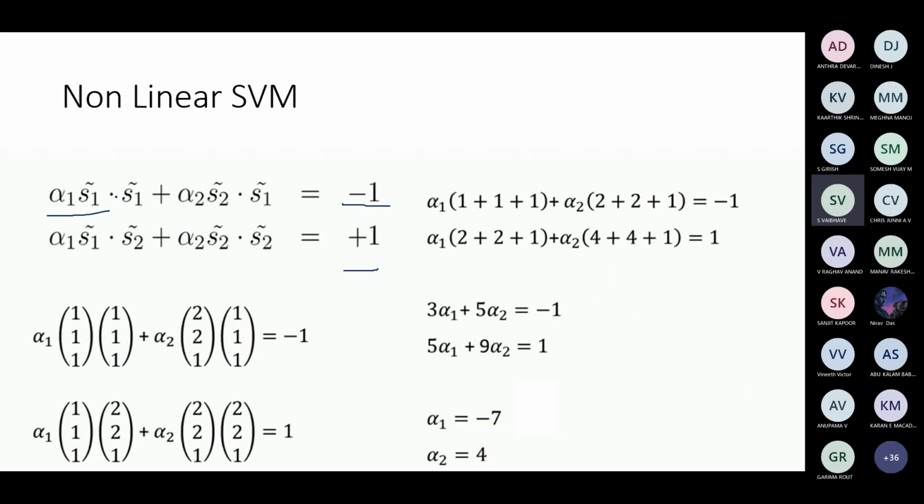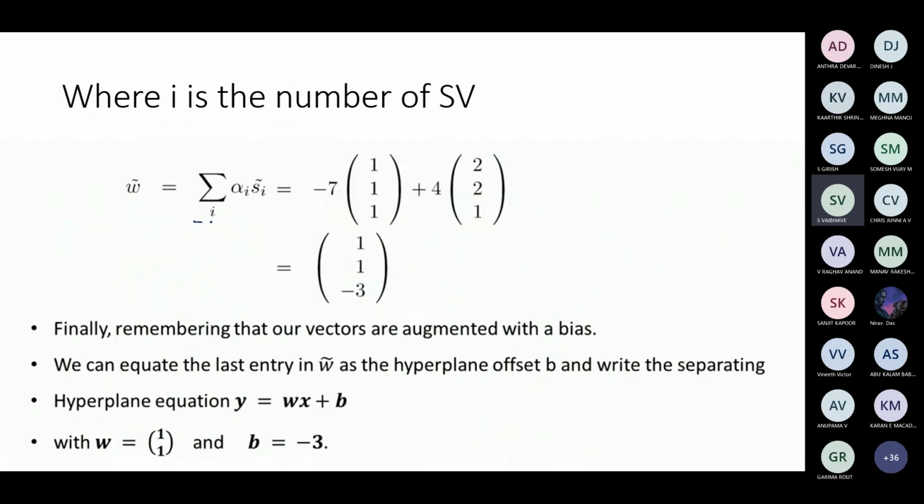So alpha 1, S1 into this one, alpha 1. Now plug in the values and you get the values of alpha. Put it in alpha where i is the number of support vectors, in this case 2. Now you are getting (1, 1) and the bias is -3.